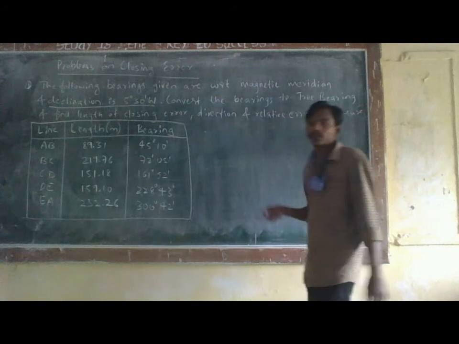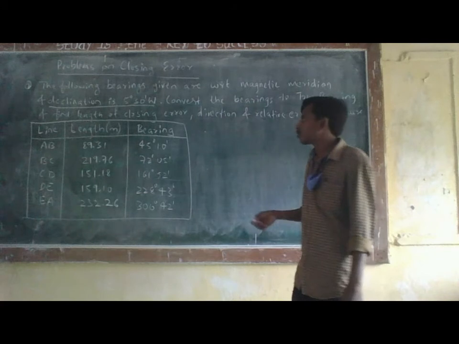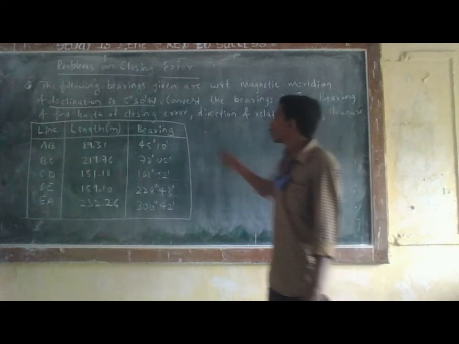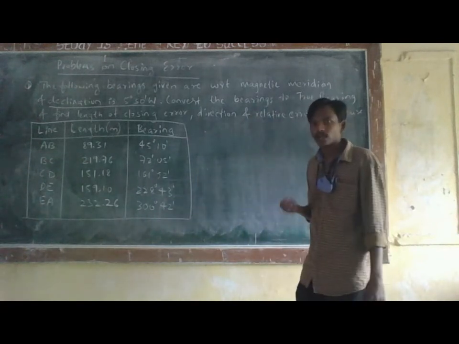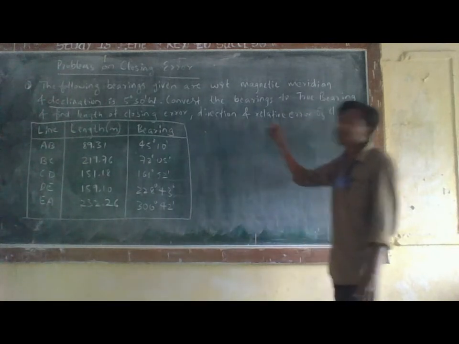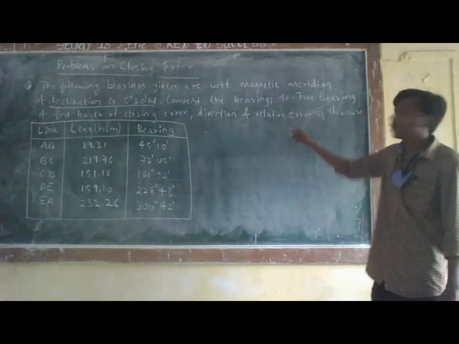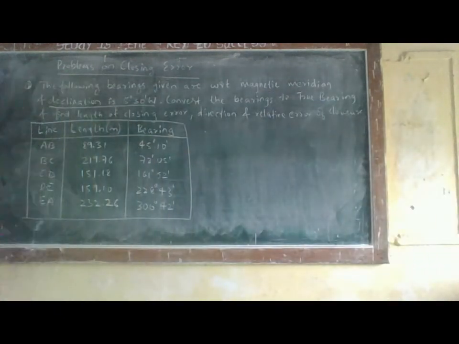Now after converting the bearings into true bearings, with the values of true bearings we have to find the length of the closing error and then the direction of the closing error, which means the theta in reduced bearing system, and then lastly we have to determine the relative error of closure. Now take a pause and note the question, because I am going to erase the question here because I need space to write the problem.